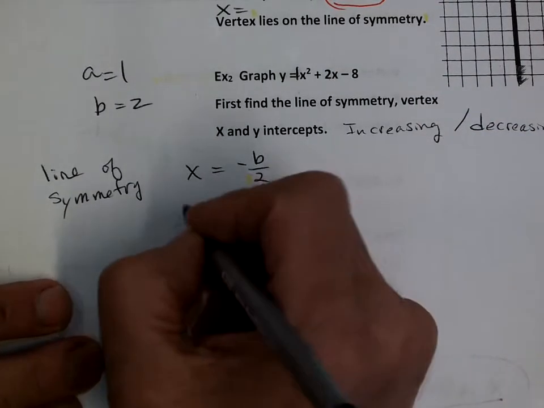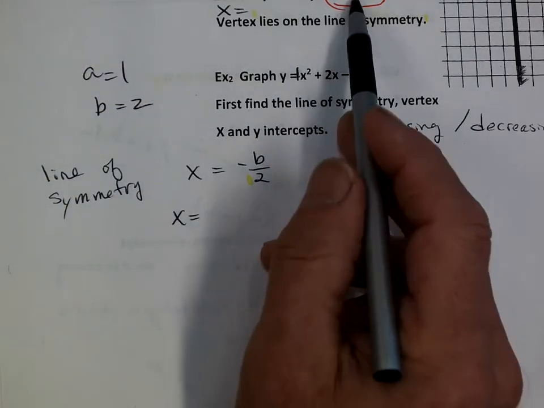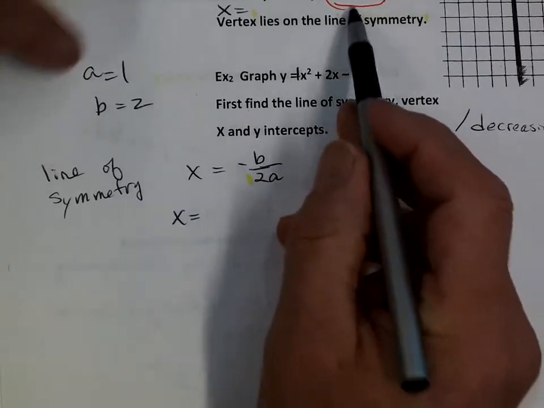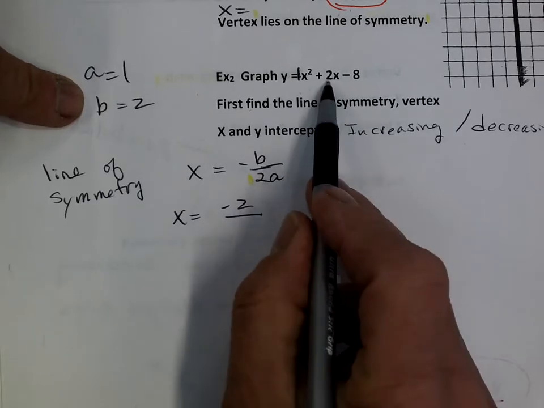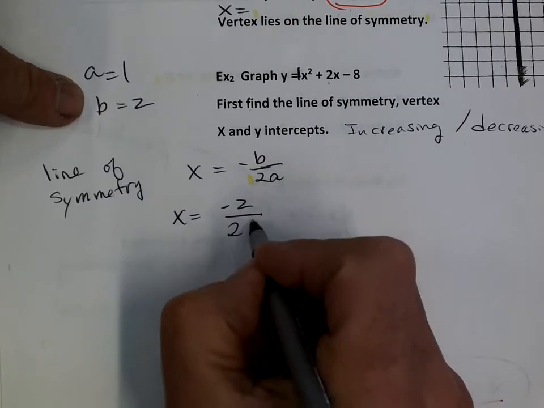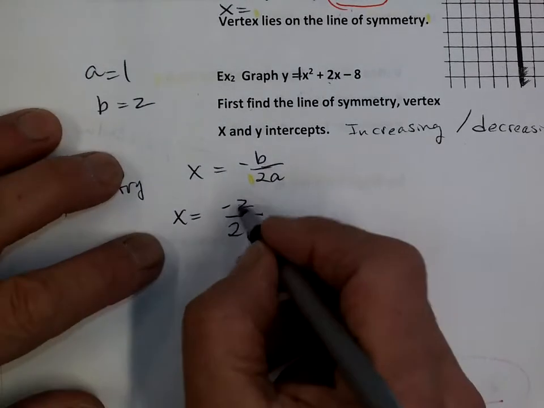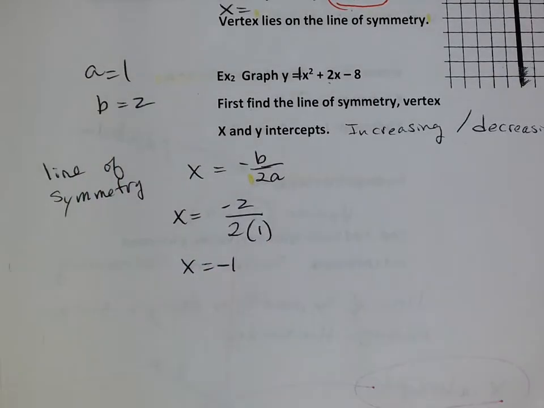So in this example, that's going to be x equals, let's see, a negative b, which is a negative 2, right? Over 2 times a, which is 1. So then that's just going to be negative 2 over 2, or x equals negative 1, right?